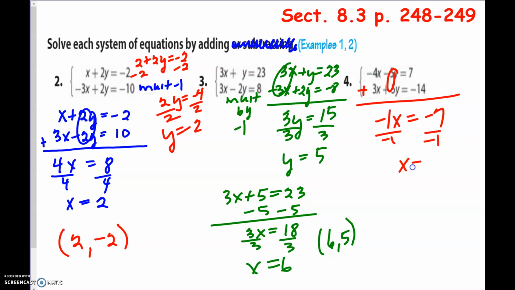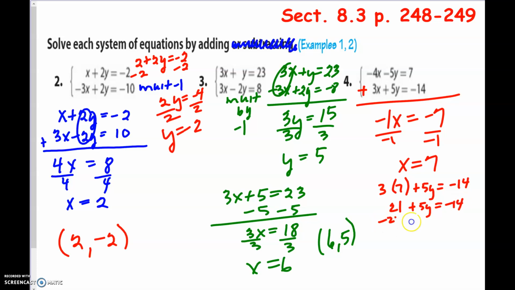So x is 7. All right, I wrote all over this, so I got to erase it so I can see what I'm doing here. All right, so I'm going to plug in a 7 here for x. So 3 times 7 plus 5y equals negative 14. So we have 21 plus 5y is negative 14.